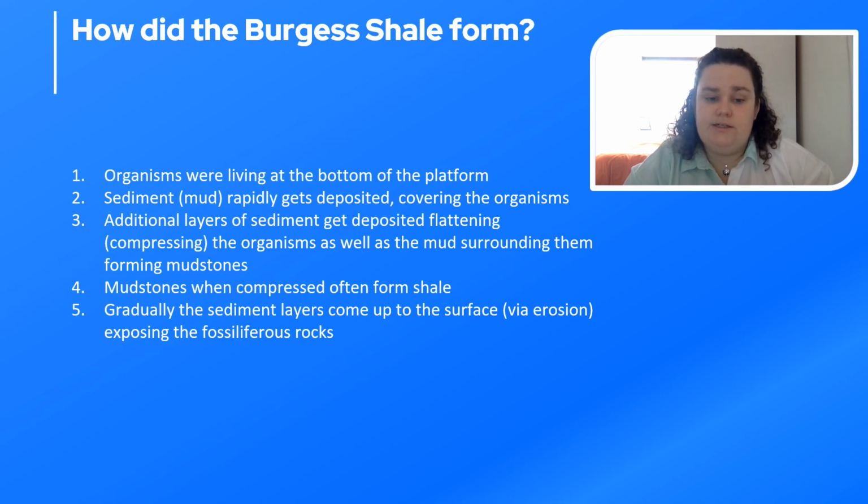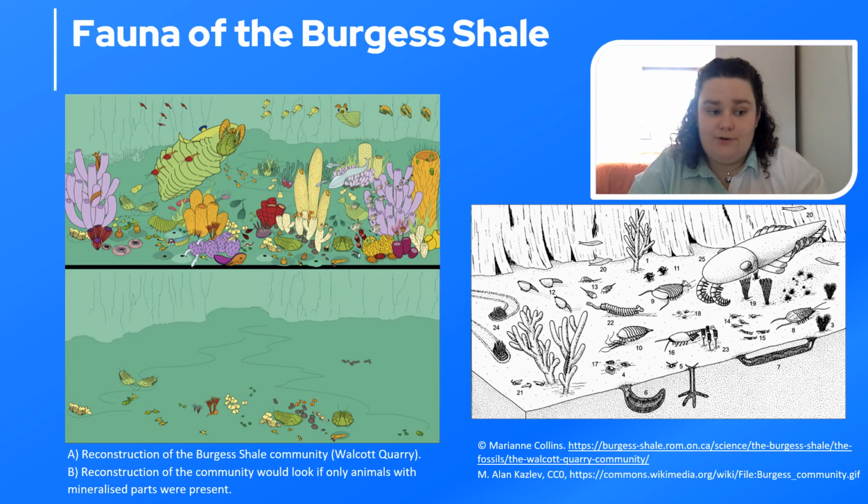These mudstones then, when compressed, often form shale. And then gradually the sediment layers come up to the surface via erosion, exposing the fossiliferous rock. We'll be going through the fauna of the Burgess Shale. So overall, there have been 150 different species of animals, algae, and bacteria which have been described to date.